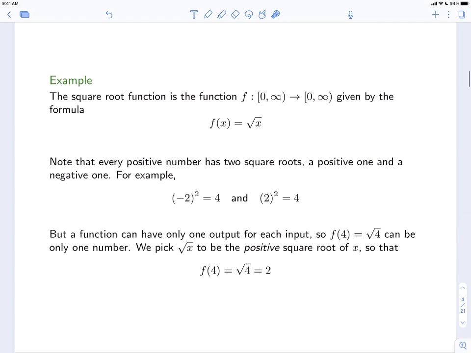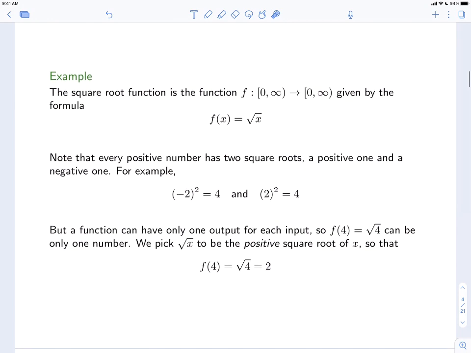Let's look at an example. This is the square root function. f at x equals the square root of x. In this case, the domain is the set of all non-negative real numbers, and that is also the range, the set of all non-negative real numbers.